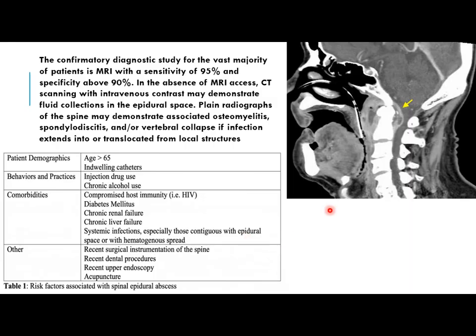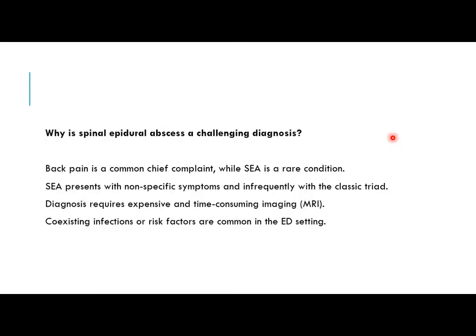Actually, this is a CT image. We can see it in the upper region. Yes, this is a case of epidural abscess. And this table shows the risk factors for epidural abscess formation, the cases who are at risk of getting an epidural abscess. It's a challenging diagnosis because it's not very easy to find with CT scans. It's better to do an MRI.